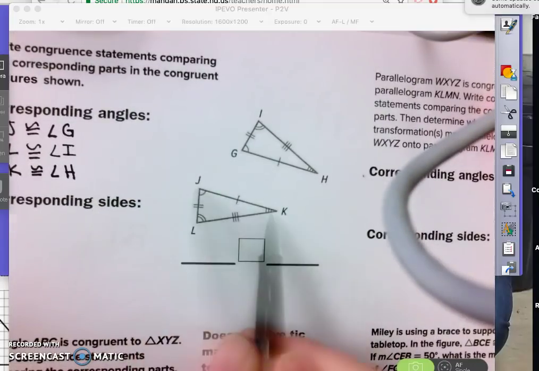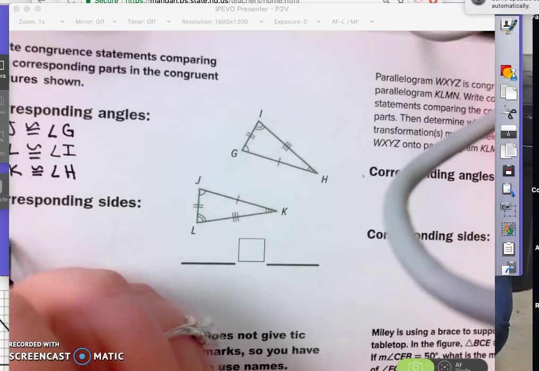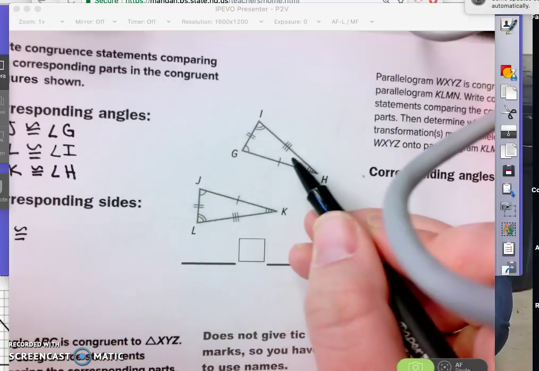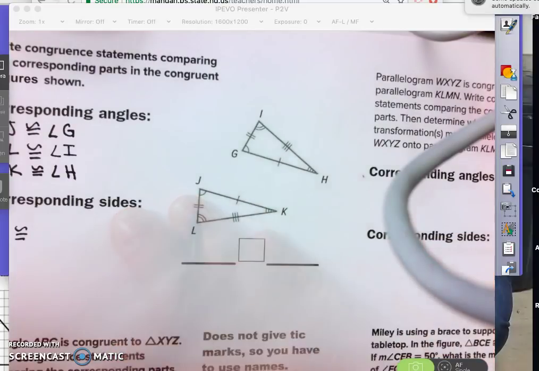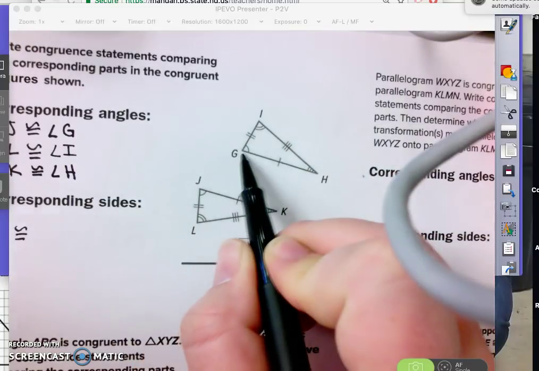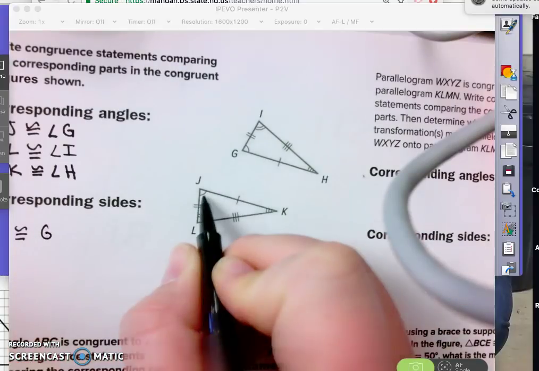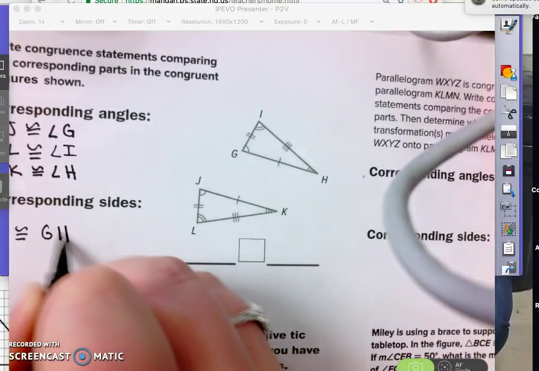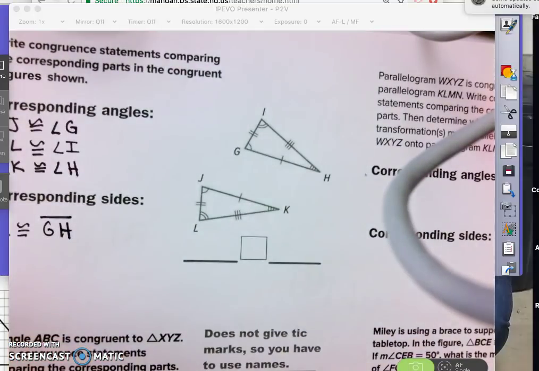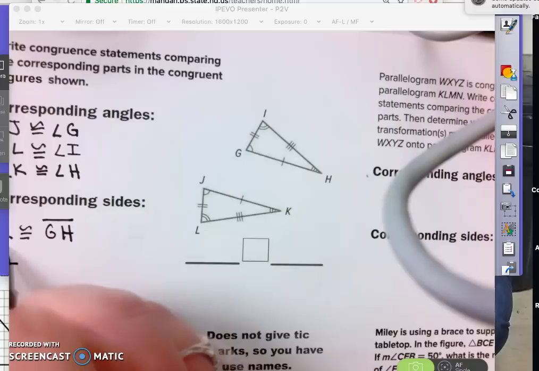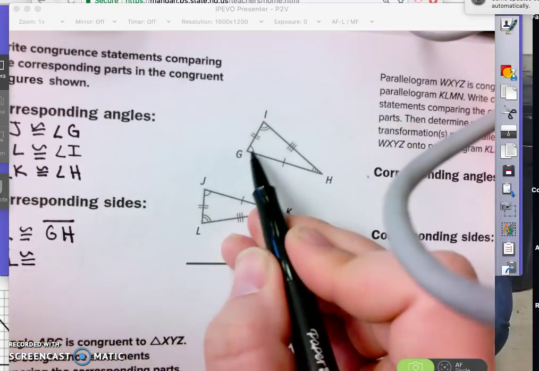Okay. Then I'm going to go to corresponding sides. I'll go to the one that has side JK is congruent to. Now again, this is flipped. If you see that, it's reflected. So I want to make sure to write the J or the G first, because it's the same angle. Then I'll go to 2, so side JL is congruent to GI.